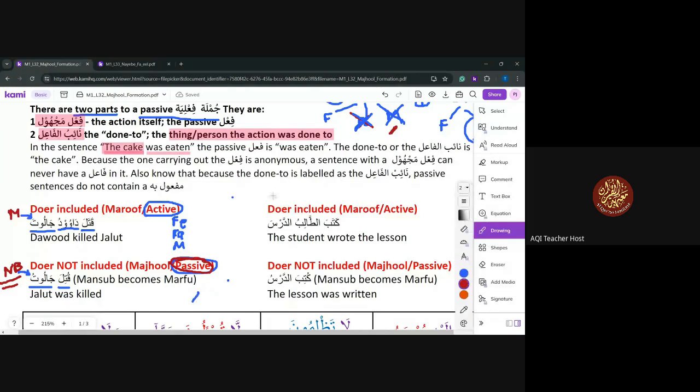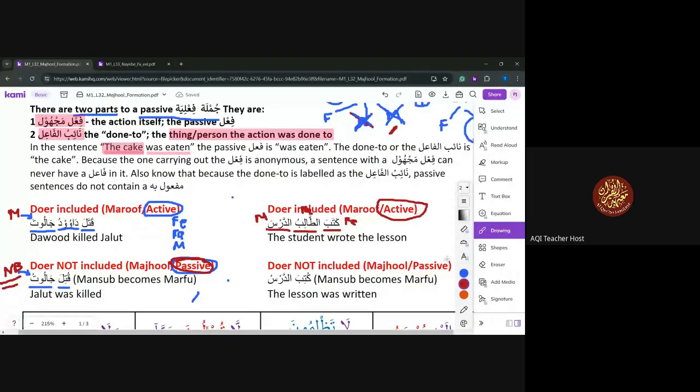So here, the active sentence. Kataba at-talibu ad-darsa. The student wrote the lesson. We have our fi'l, which is a Madi fi'l, kataba. At-talibu is in marfu status, and it's our fa'il. And ad-darsa is in mansub status with a fatha ending. That's our maf'ul. So our fi'l, fa'il, and maf'ul.